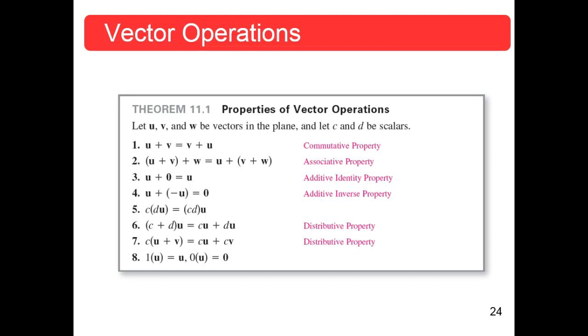Then, if you add vector u to vector v, it's the same as adding vector v to vector u. In other words, u plus v is equal to v plus u. Remember when we did our parallelogram method, we showed that it didn't matter which order you did it, you came up with the same result. It's the commutative property of vector addition.